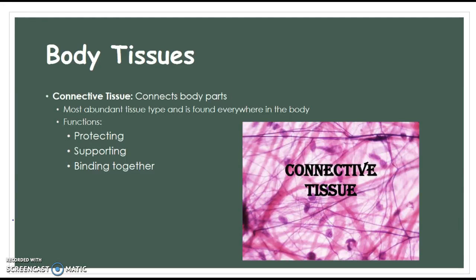Now we're going to move on to our second major tissue type, which is connective tissue. Connective tissue is the most abundant tissue type and is found everywhere in the body. It does everything from protecting, supporting, and binding structures together.